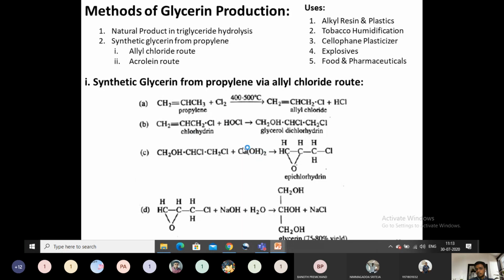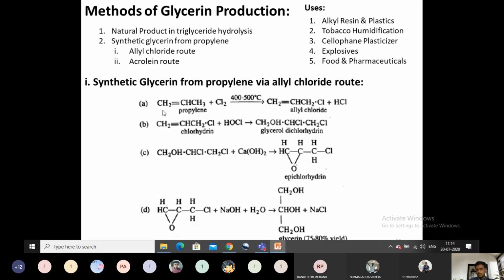The dichlorohydrin will undergo a reaction with alkali to give epichlorohydrin, an important ingredient in the manufacture of epoxy resins. Certain types of resins will be manufactured using this ingredient. For synthetic glycerin, we can use this epichlorohydrin as a raw material. It will be reacted with alkali and hydrolyzed to give glycerin. The yield of this synthetic glycerin will be around 75 to 80%.